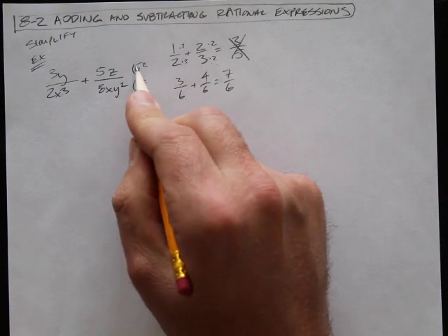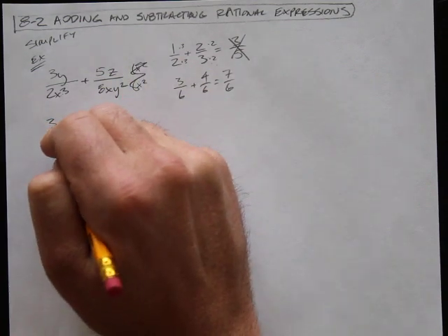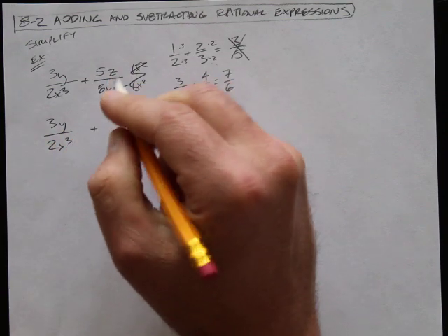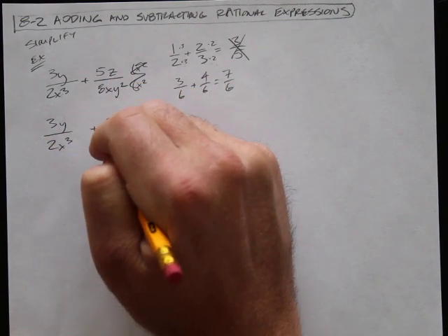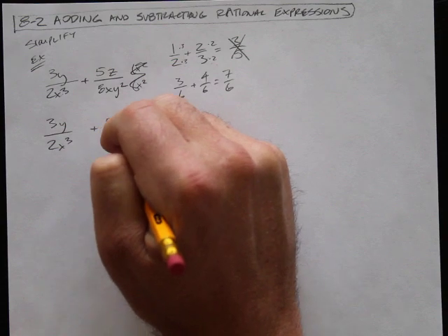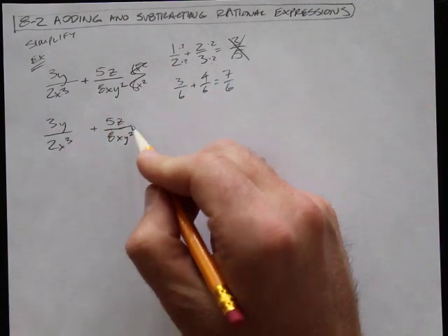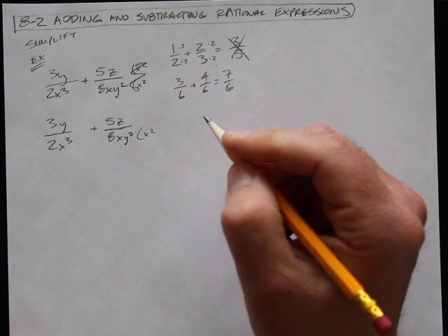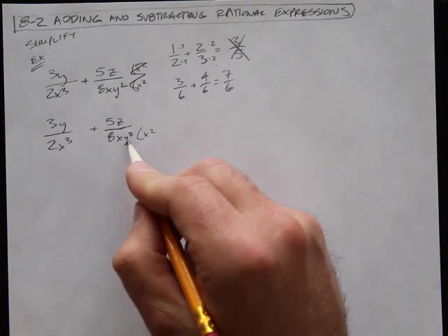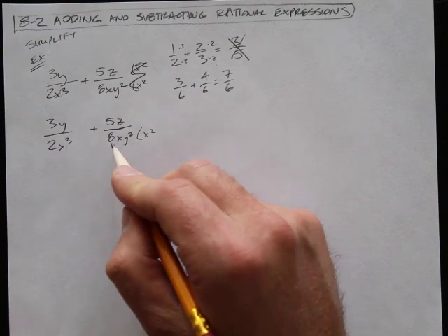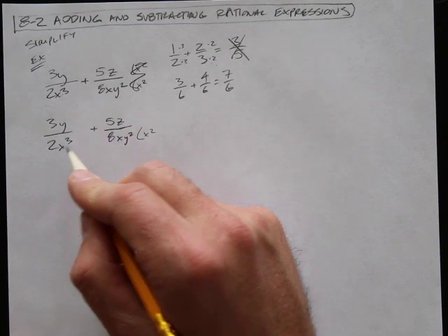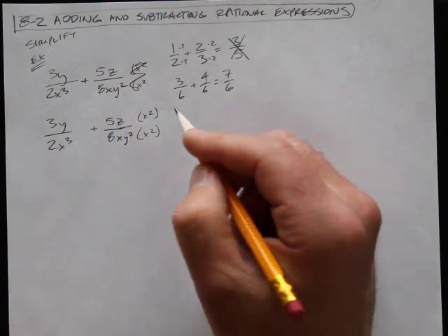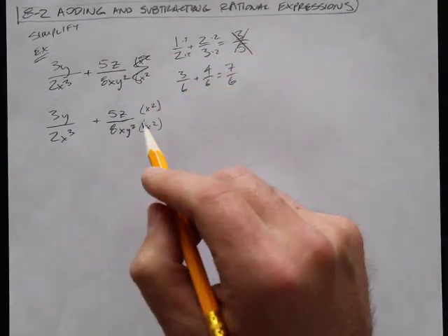Maybe I'm going to write this down here. 3y over 2x cubed, I'm going to leave some space, 5z over 8xy squared. I'll leave some space here so I can see what I'm going to write. Okay, so x squared, and this doesn't have a y, so there's nothing else that this is missing that this one has. So I'm going to multiply the top and the bottom of this fraction here by x squared.